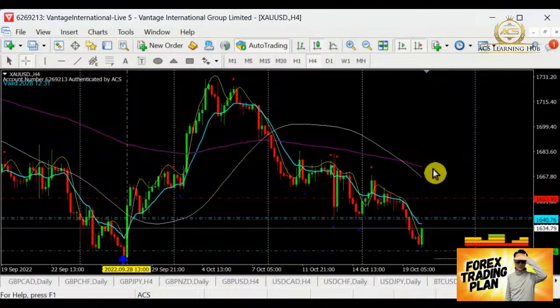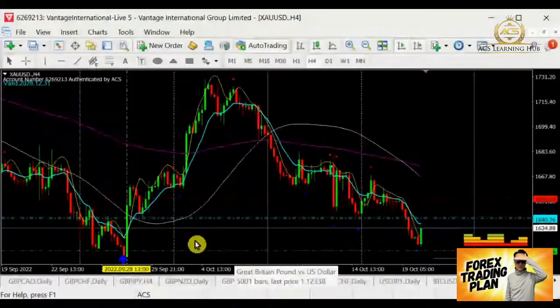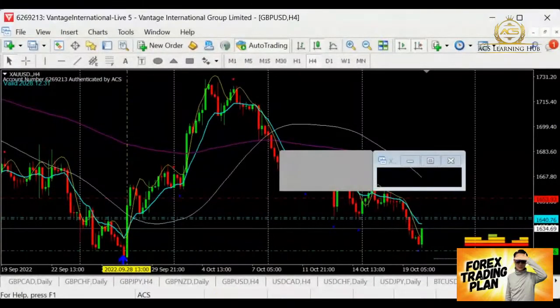Tentatively it is a buy, but this buy is a retracement, so just be careful when you are buying on the gold, because in the general trend we are still looking out for selling. That's all for me today.